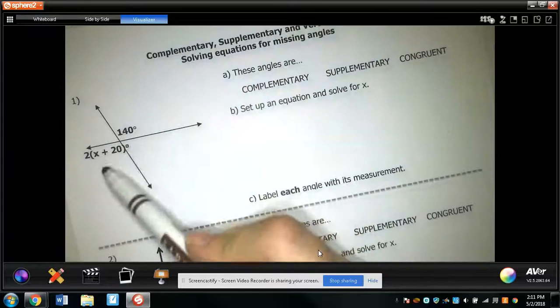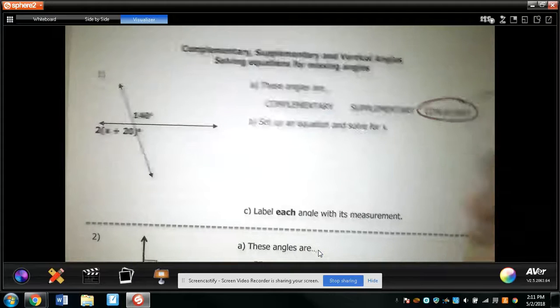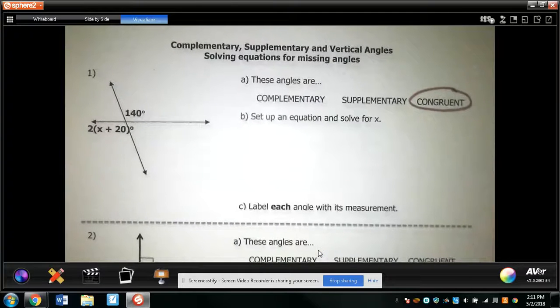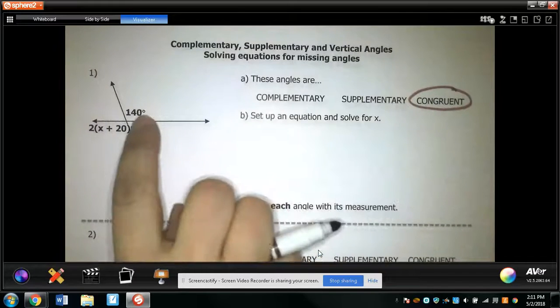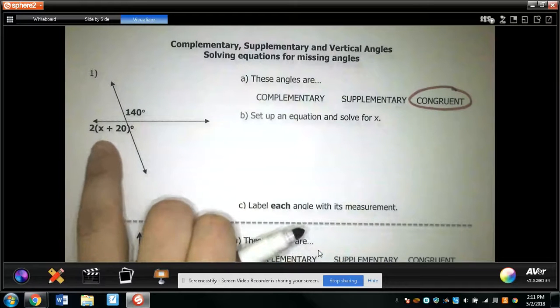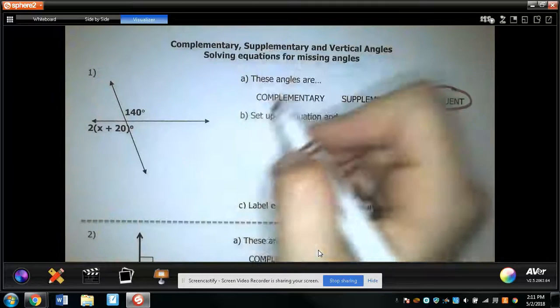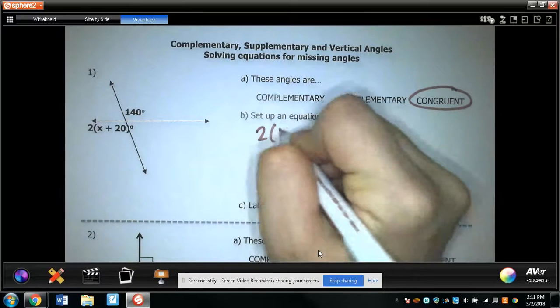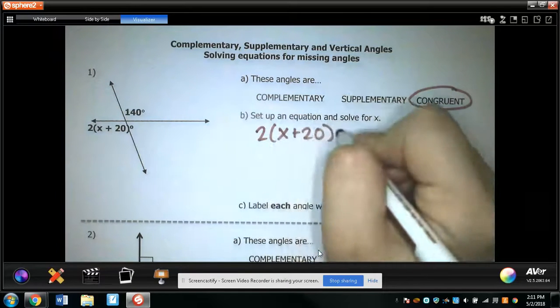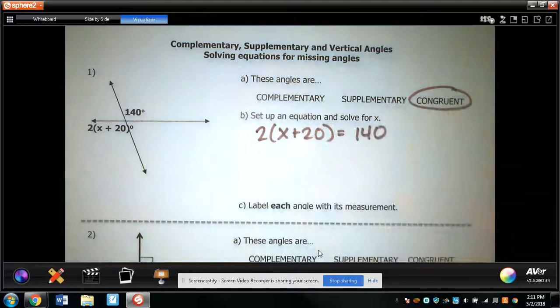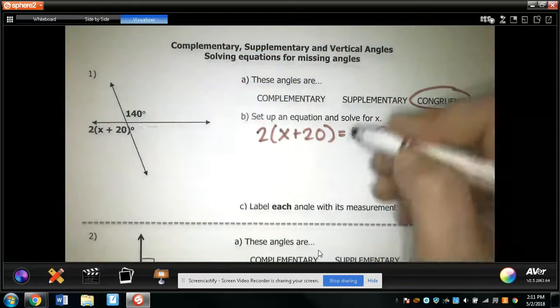These two angles are vertical angles. They're across from each other and they share a vertex. So that means that they're congruent. It means they're the exact same angle. So this one's 140 degrees. This is also 140 degrees. So I know that 2 times x plus 20 is also 140 degrees. So I'm going to solve for x.